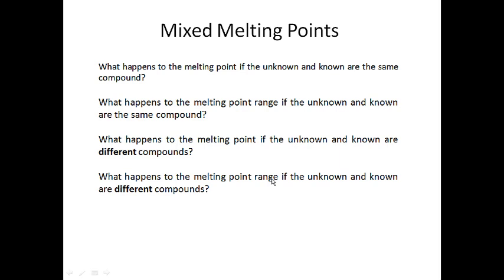So the idea here is if you make the mixed sample, it should have exactly the same melting point and range as the unknown sample if they're identical. If they're not identical, you'll get melting point depression and a big range. So it's easy to tell if the 2 compounds are the same by doing a mixed melting point.